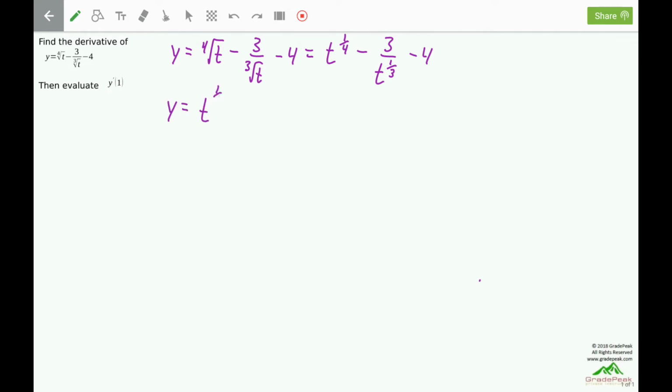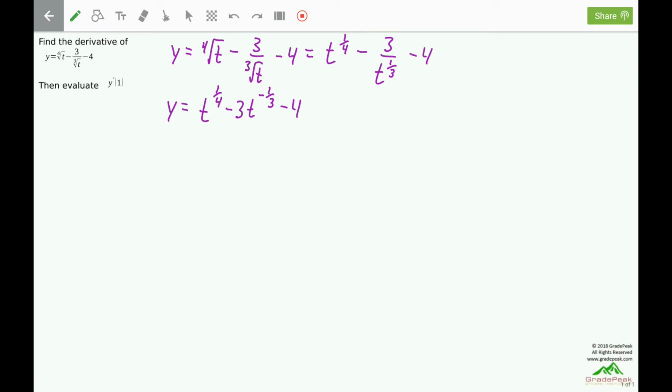Now that second term is a constant over t to the 1/3. That t to the 1/3 can be moved to the numerator by writing it as a negative exponent, t to the negative 1/3. And then we have minus 4.